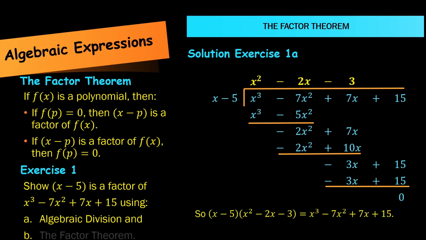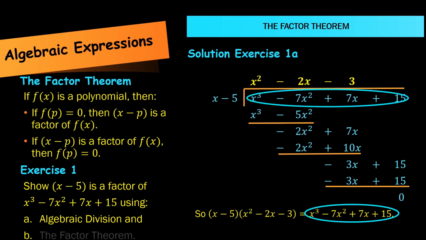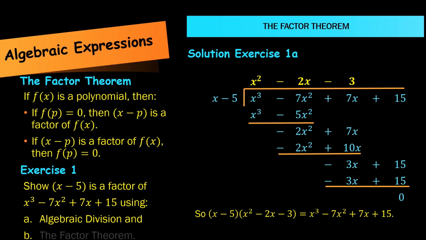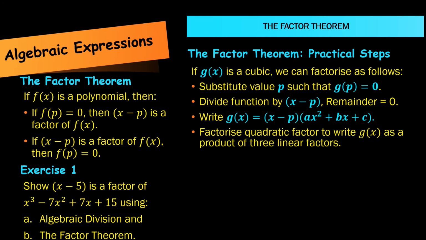And therefore, x minus 5 times x squared minus 2x minus 3 is equal to x cubed minus 7x squared plus 7x plus 15. And so we've completed part A. Now let's have a go at part B.